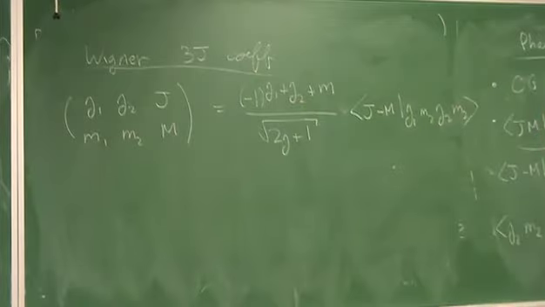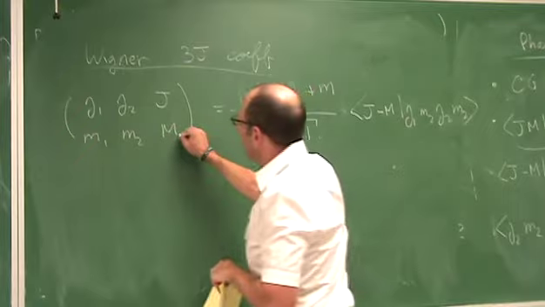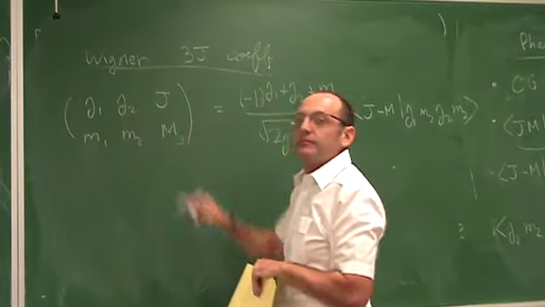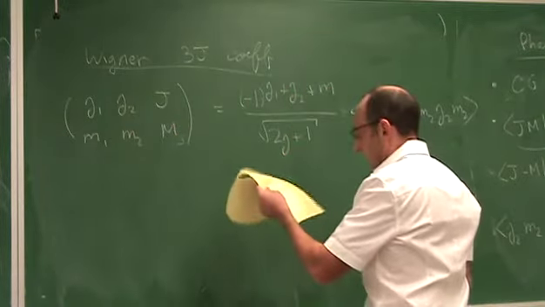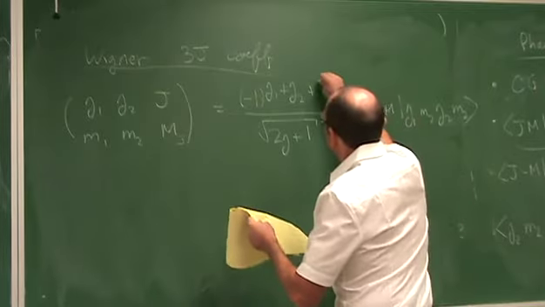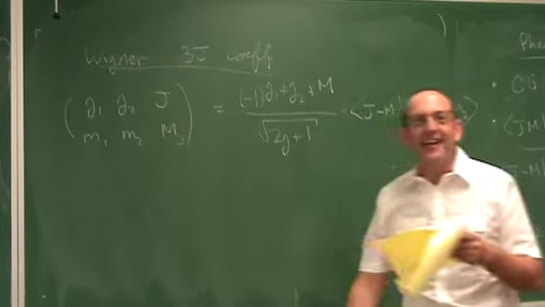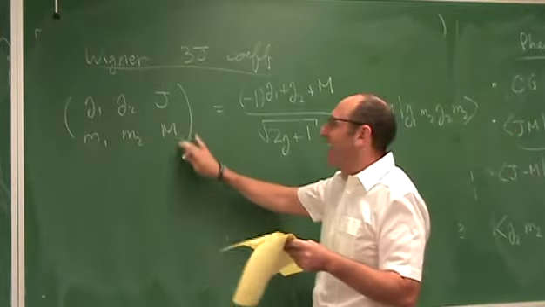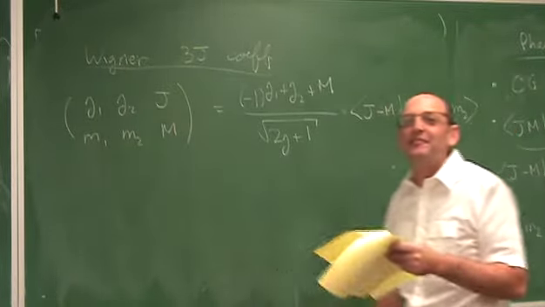Wait, so is the J on the bottom the big J? It's the big MJ. Oh, sorry, on the right side, under the square root? You know, it's a good question. It must be. In my notes it looks like that, but it must be that. I don't remember, but it must be.